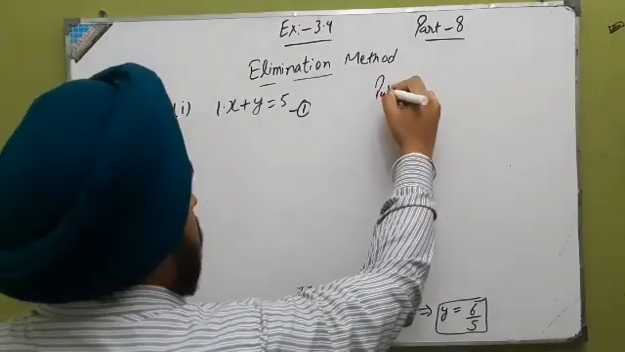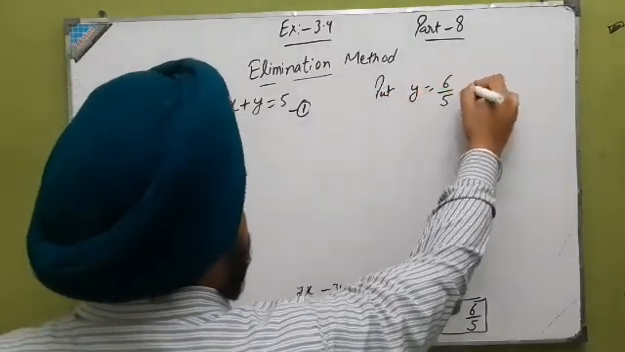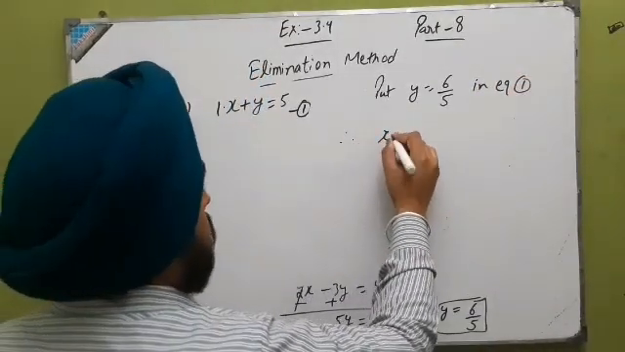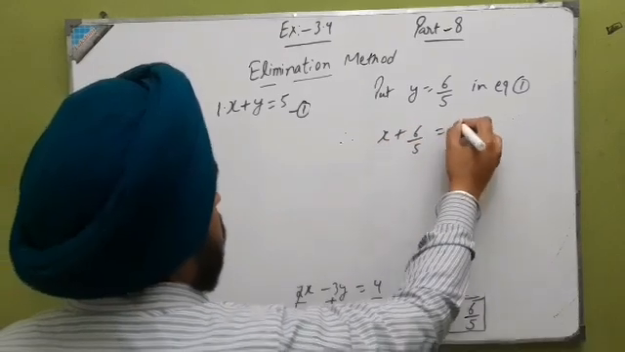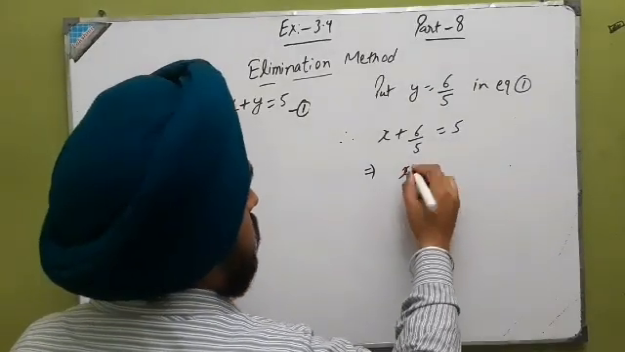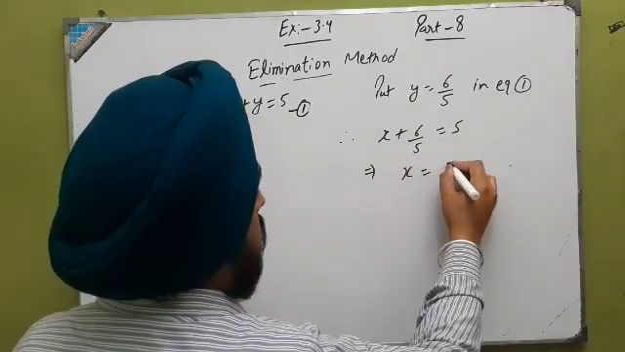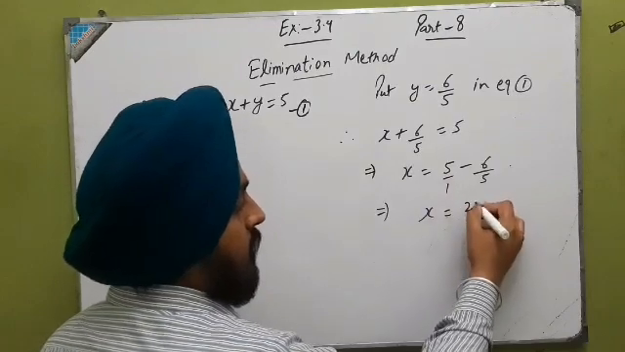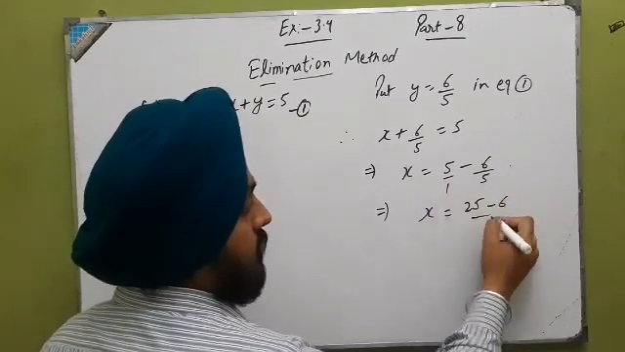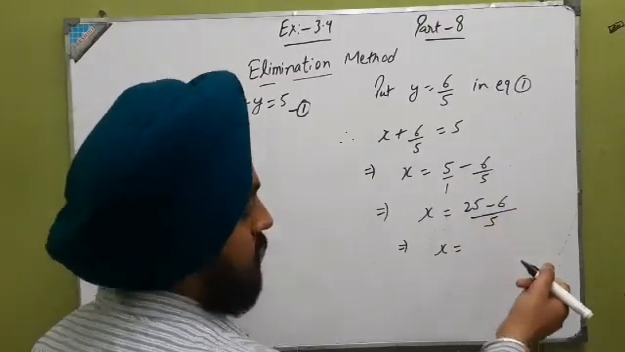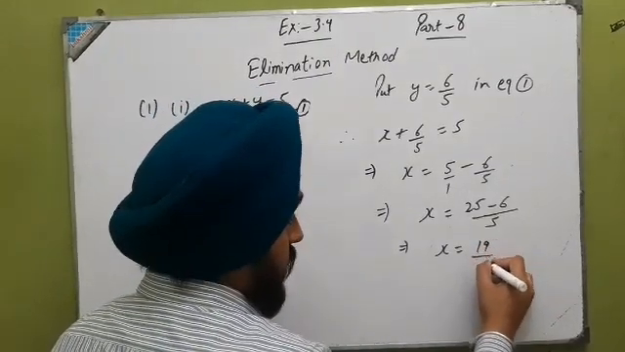Right here, put y is equal to 6 over 5 in equation first. Therefore x plus 6 over 5 is equal to 5, it implies the value of x is equal to 5 minus 6 over 5. So it implies x is equal to, by taking LCM, 25 minus 6 over 5. So it implies x is equal to, subtract 6 from 25, that gives you 19 over 5.